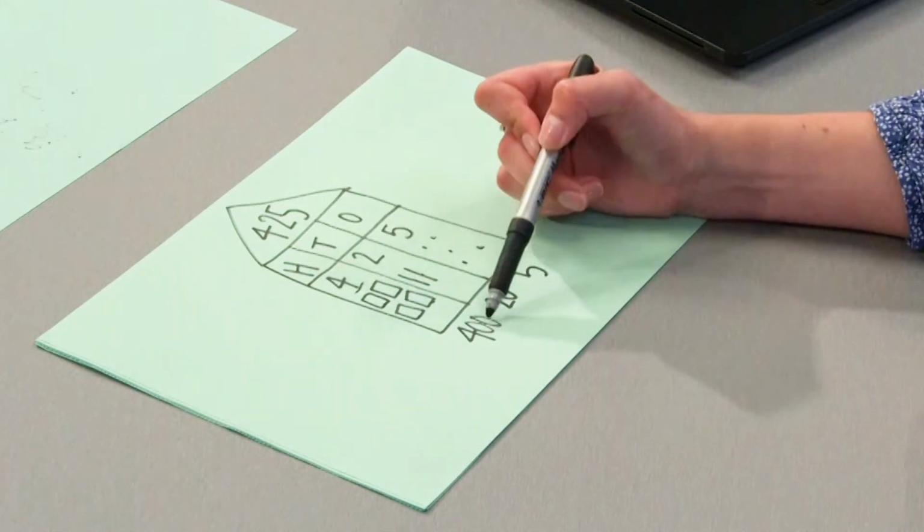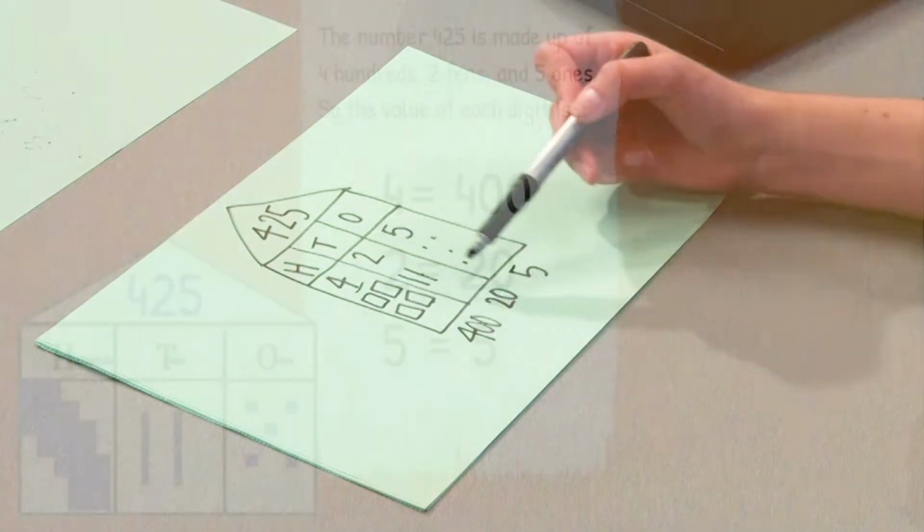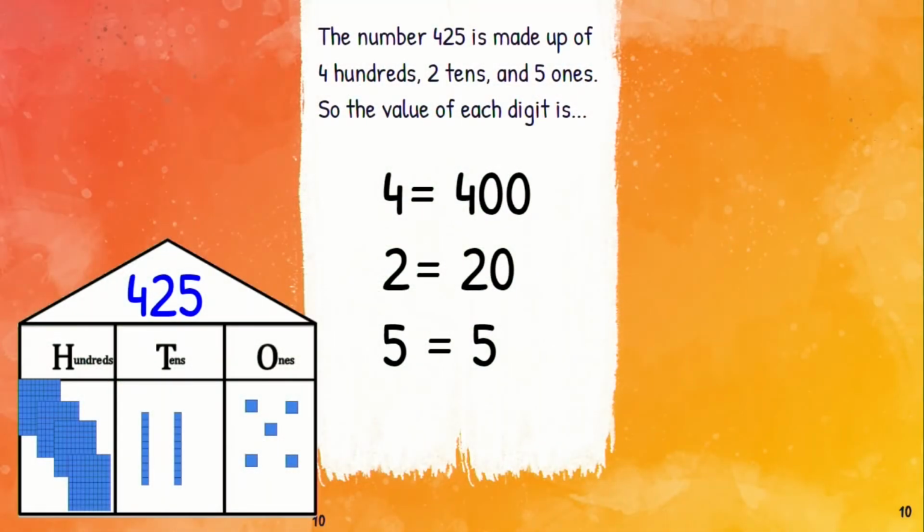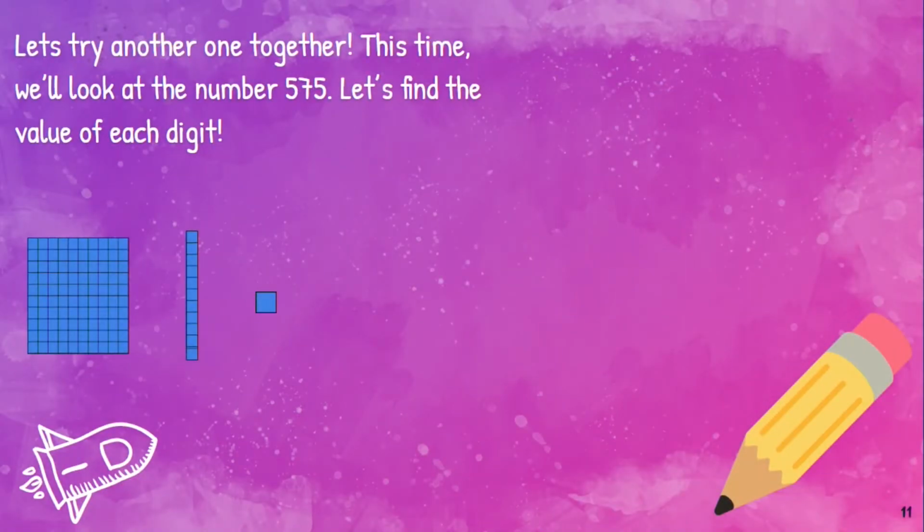So we have the 4 is the same as 400. The 2 is equal to 20. And 5 is equal to 5. Great job. We're going to try another one together. You can just flip your paper over.